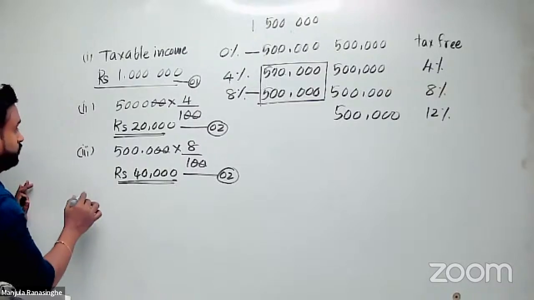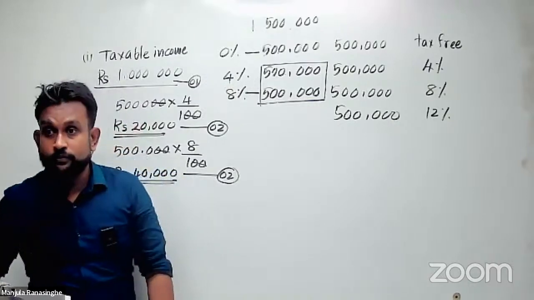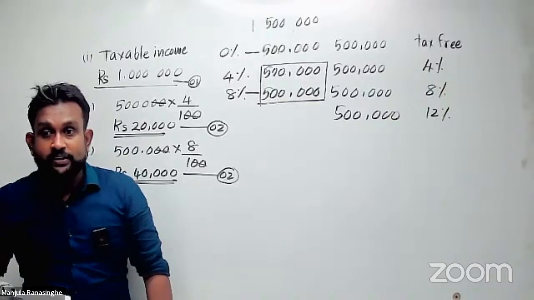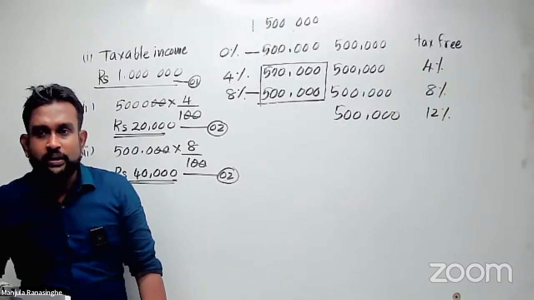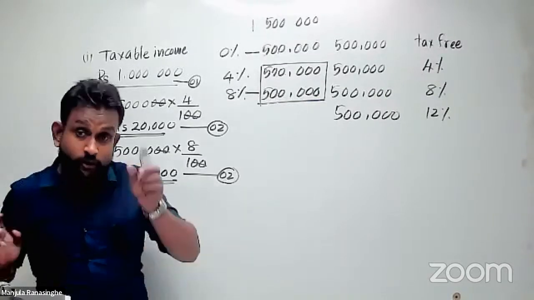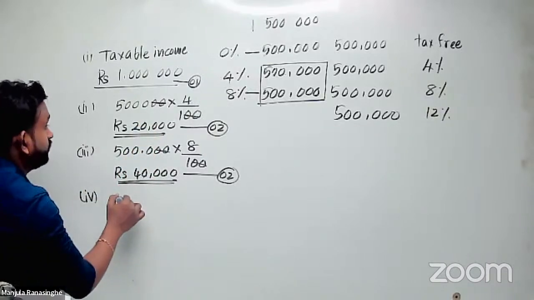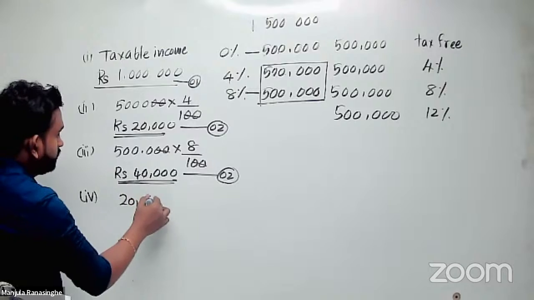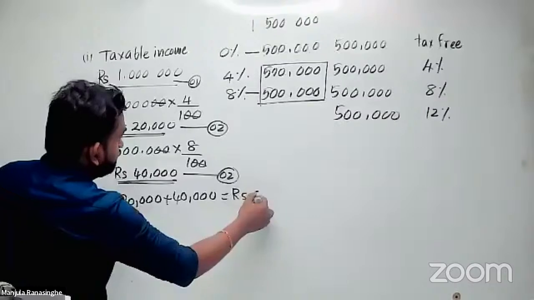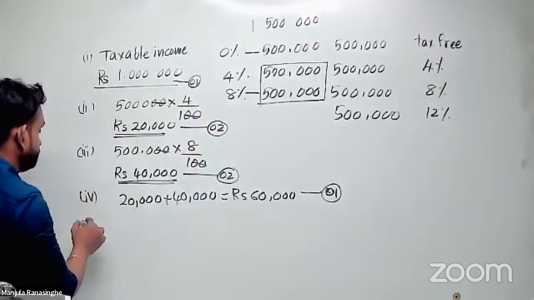Okay, then part 4, check part 4. Find the total annual income tax Mr. Fernando has to pay. What is the total annual income tax? Total means this 20,000 plus 40,000. So total 20,000 plus 40,000. You can give the answer rupees 60,000. Right, 1 mark given. Just add these two.